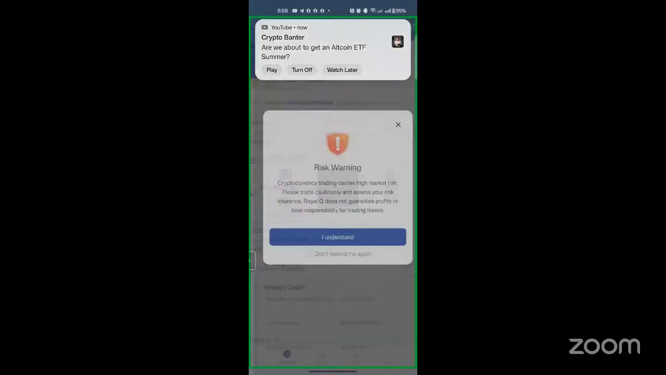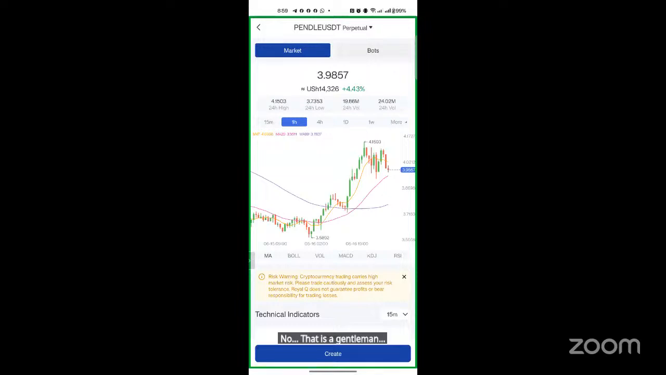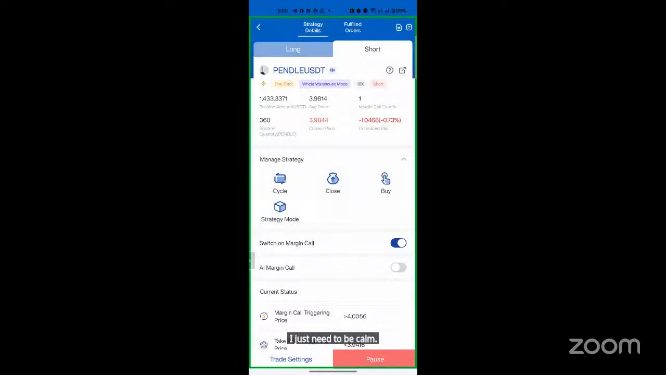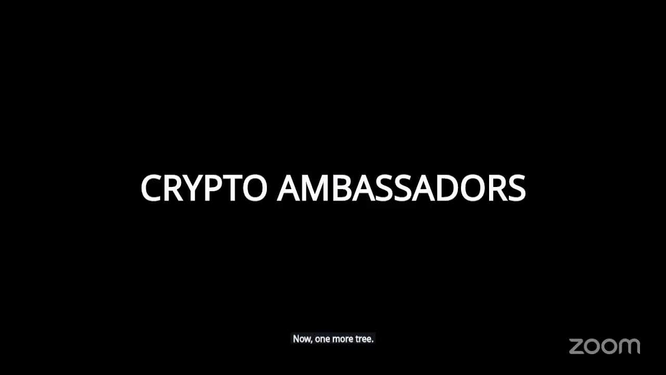Now, ladies and gentlemen, Pedro, we checked you in 15 minutes. Pedro will give me my 1%. I just need to be calm. Okay. Now, one more trick. I'll log into another account. I want to show you something. That will be my end of sharing today. I'll repeat this same class tomorrow. One more trick, then we close the session.